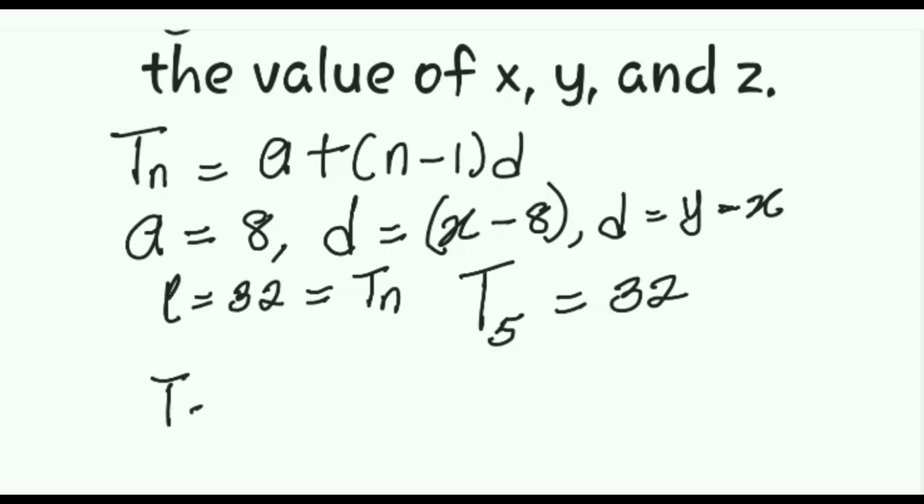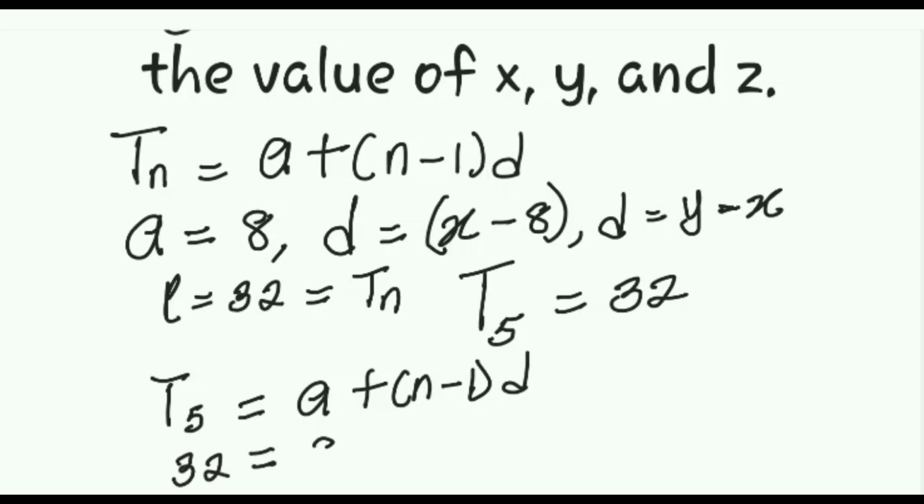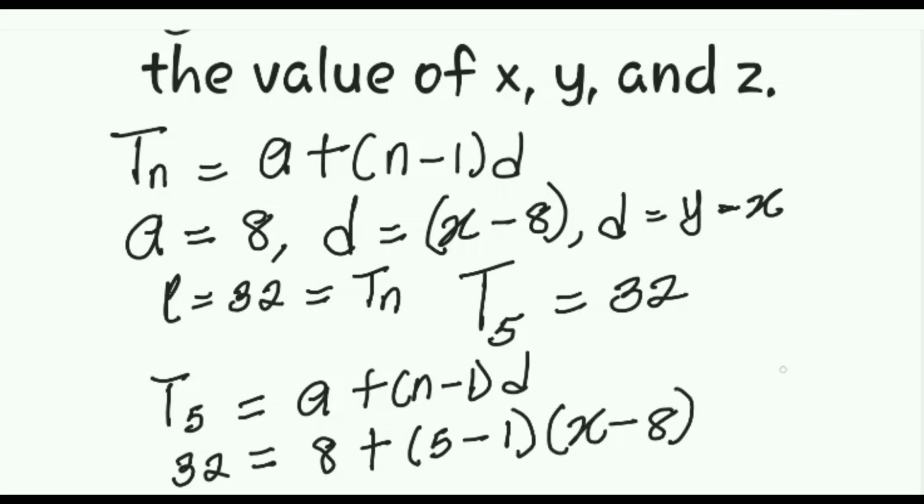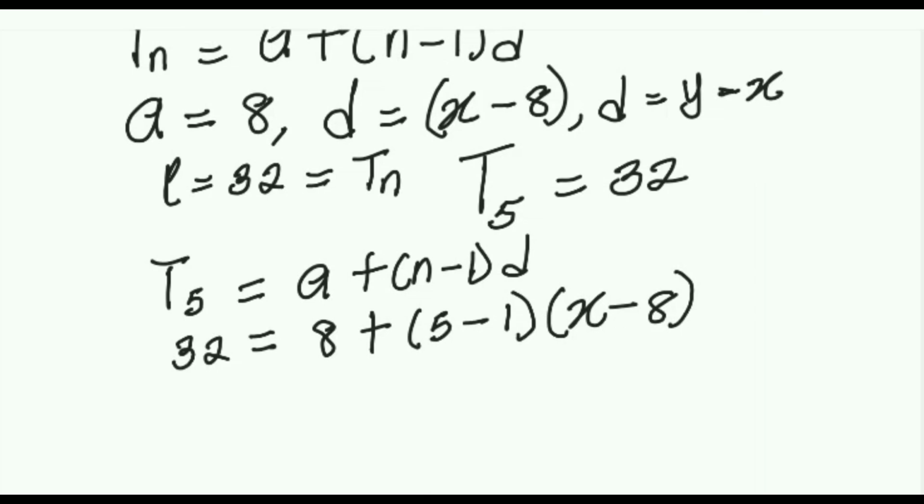The fifth term is a plus n minus 1 times d. The value of the fifth term is 32, so you substitute this as 32 equals a, that's 8, plus n, n is 5, minus 1 times d. I want to use x minus 8 for d. So what we want to do now is to find the value of x first, then we can find the value of y and z.